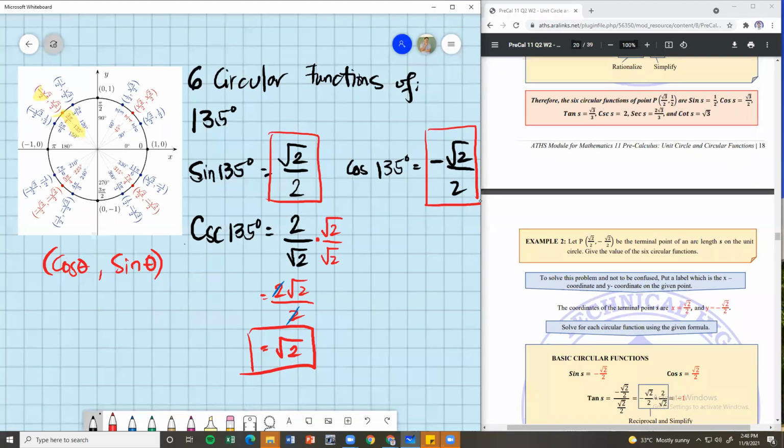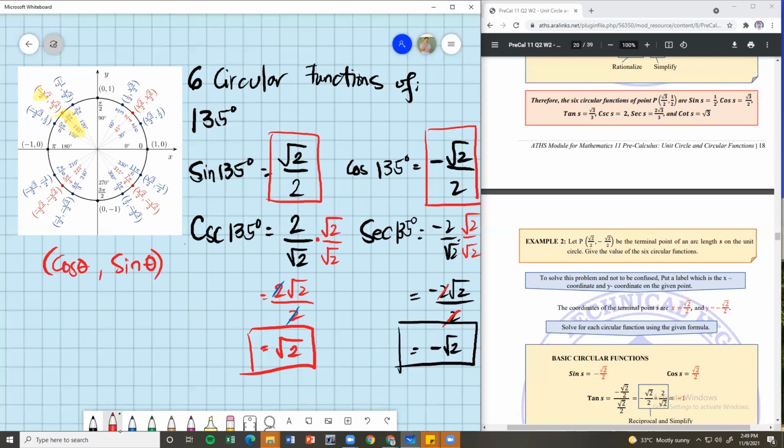Now, the reciprocal naman of cosine. So we have here the secant, from C to S. Yun yung palatandaan. This is equal to, kabaliktaran, negative 2 over square root of 2. Same process. Square root of 2 over square root of 2. This will become negative 2 square root of 2 over 2. The answer here will be negative square root of 2. And that is your secant 135 degrees.